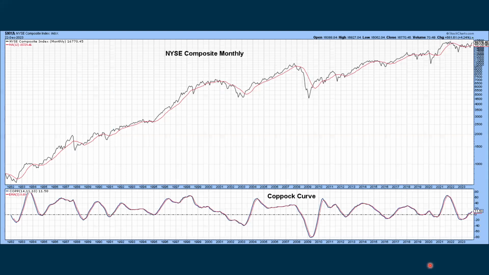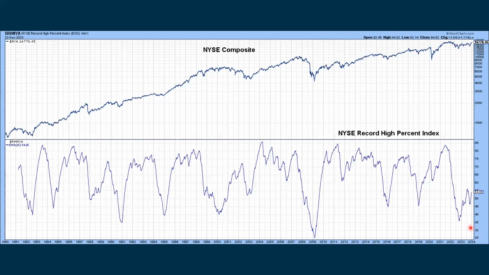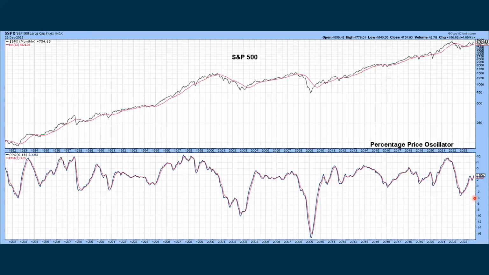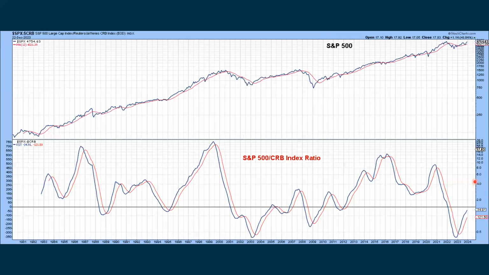This is the NYSE monthly chart, and we're above the moving average. That's positive. And when we look at the Coppock curve, which is a momentum oscillator, that is continuing to be positive as well. Then this is a daily chart of the NYSE, and we look at the NYSE record high percent index. That is continuing to go up. That is positive. And then we look at the S&P monthly chart where it's above its moving average, and the PPO on this chart is continuing to go back up. That is positive longer term.